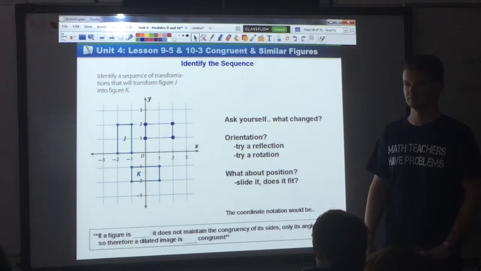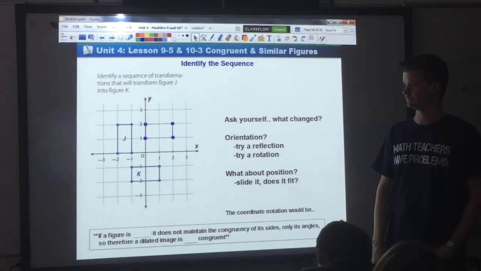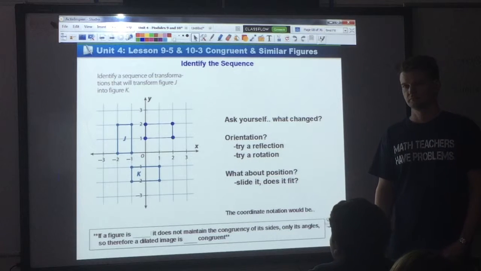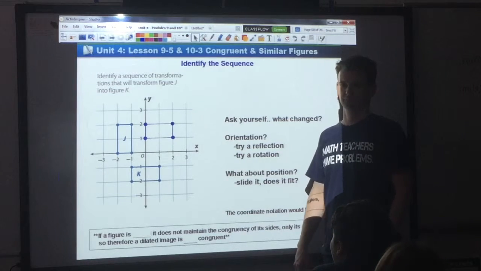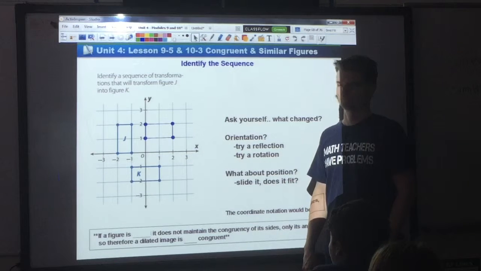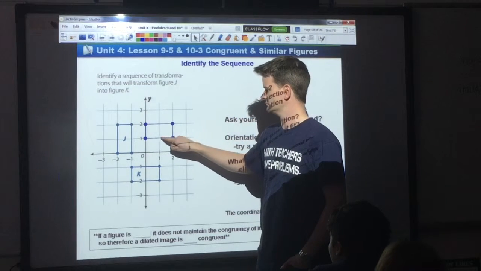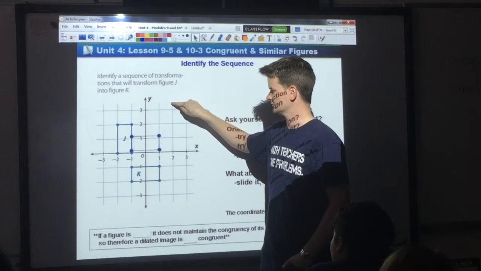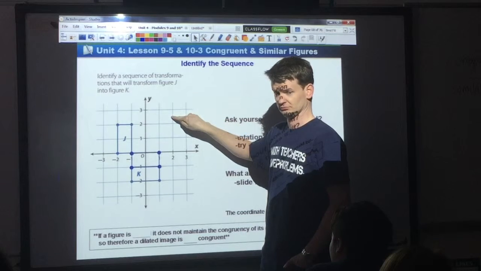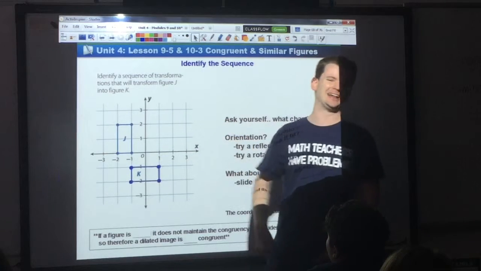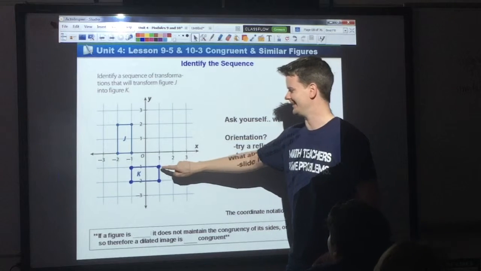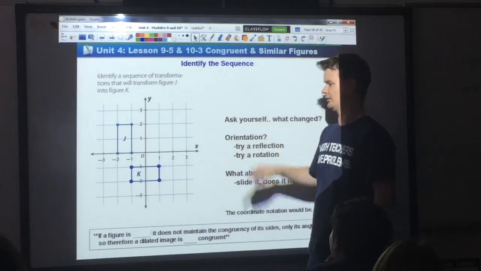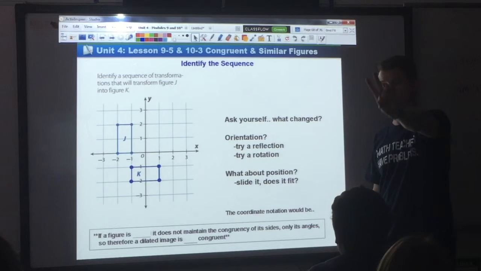Okay, so left how many units? One. Left one unit, and then up or down? Down. Like, down three units? Let's check it. Let's see. So we're going left one, and then down. One, two, three. He's got it, man. All right. We got it. It's a little crooked, but that's my fault, not his. We got it right there. So that series works. It was just two moves.